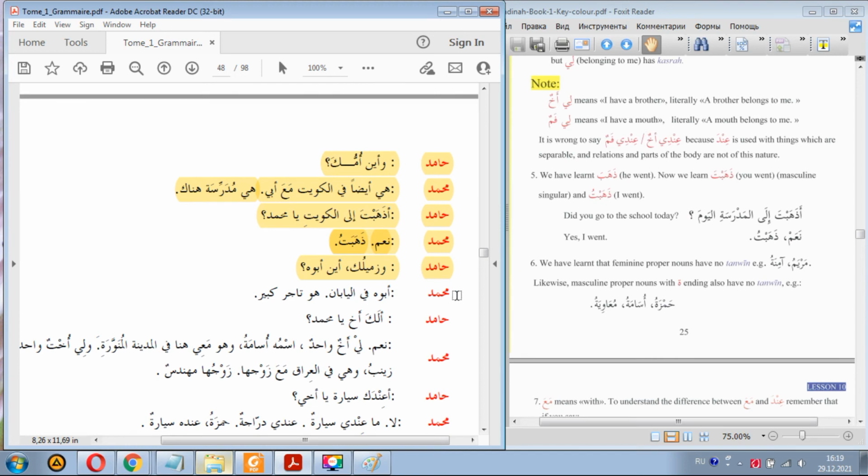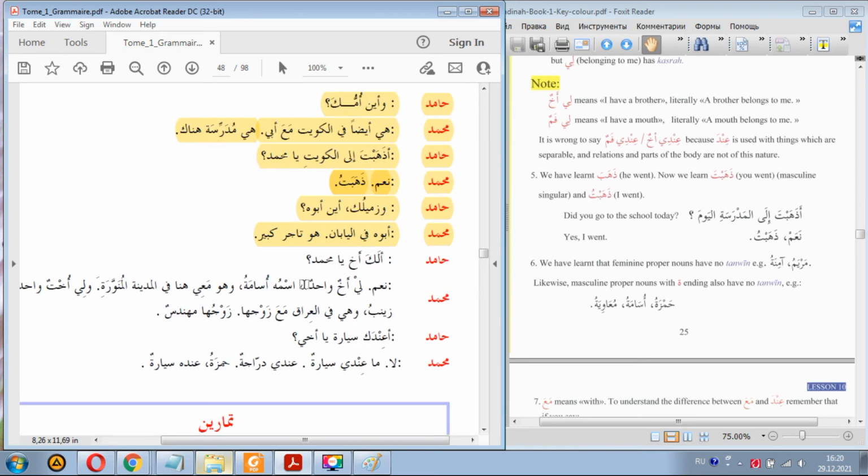Don't worry about it. And Muhammad says, أبوه في اليابان. His father is in Japan. هو تاجر كبير. He is a big merchant. And here we have a new rule. ألك أخ يا محمد.